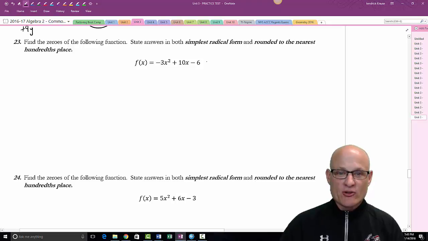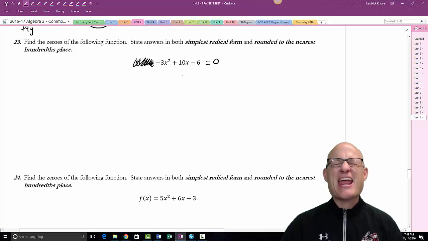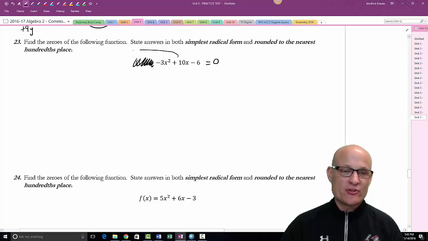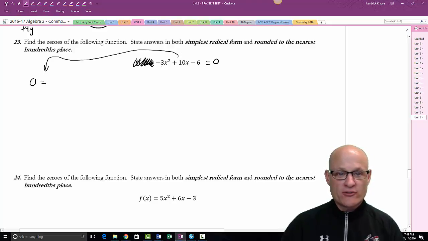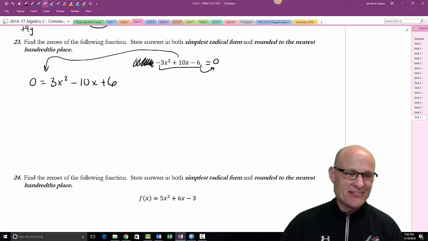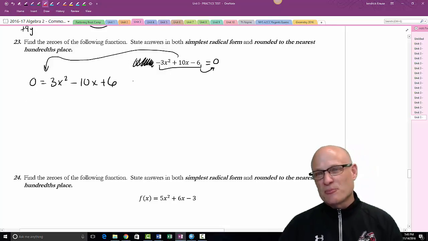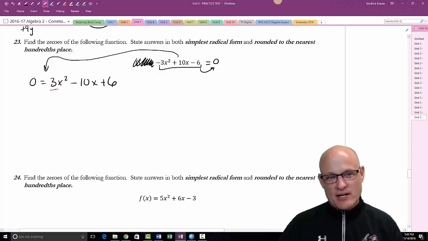Well, if I got to find the zeros, I'm going to set this equal to 0. And I don't really need this anymore. And I hate having a negative x squared. It's just a ginormous problem. So I'm going to move everything over to the right side. So I get 0 equals, so all of this stuff, I'm going to move to the other side of the equation. 0 is equal to 3x squared minus 10x plus 6. Trust me when I tell you, it's just a lot easier. Now, I don't want to do completing the square because I have to divide by 3, and that would be a problem right there.